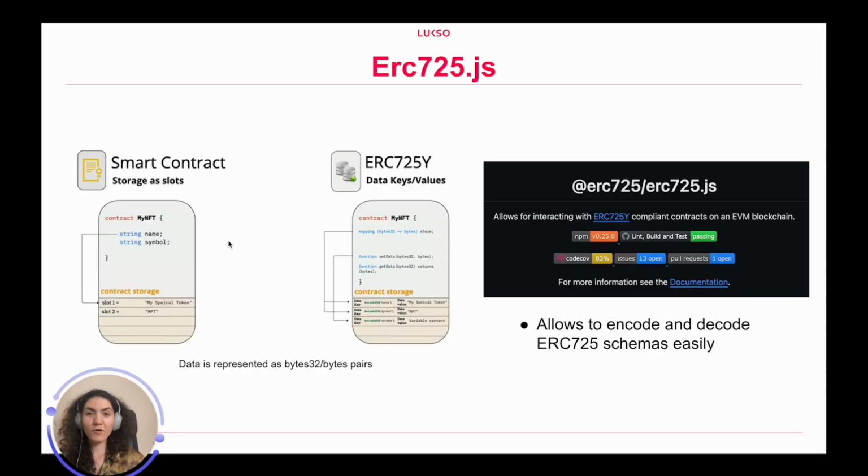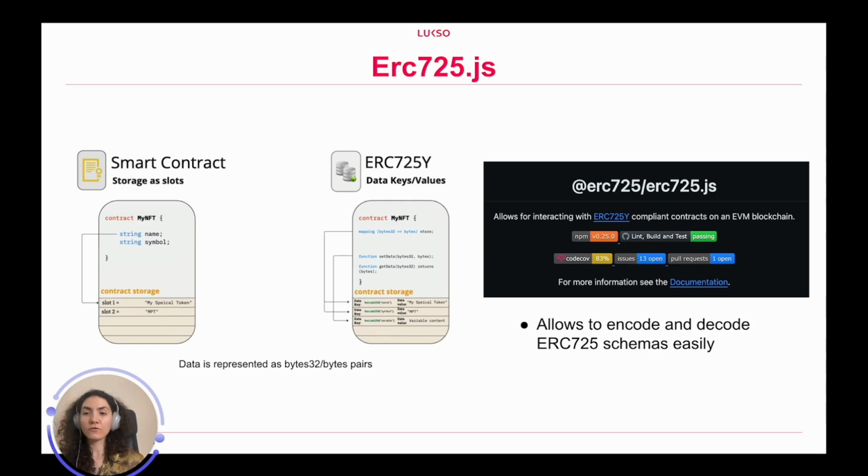Next, I want to talk about the ERC725JS library. This library allows us to encode and decode ERC725 schemas easily. Now, I bet you're wondering what is ERC725 and what are those schemas? Well, you can see on the left side two smart contracts, a regular smart contract and an ERC725Y smart contract.